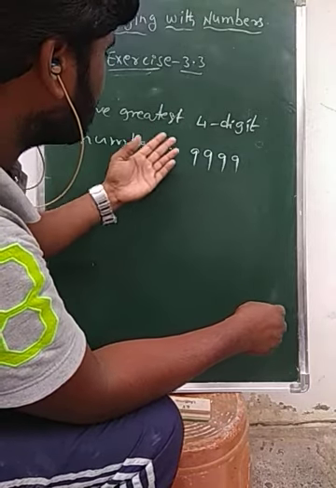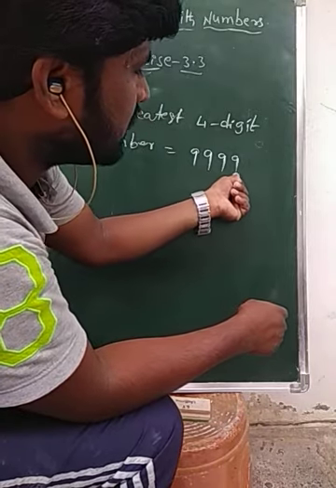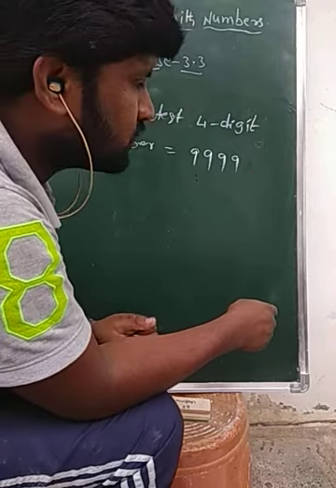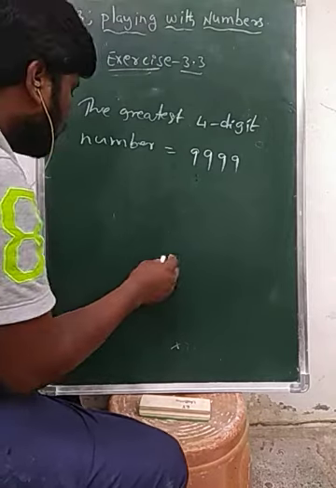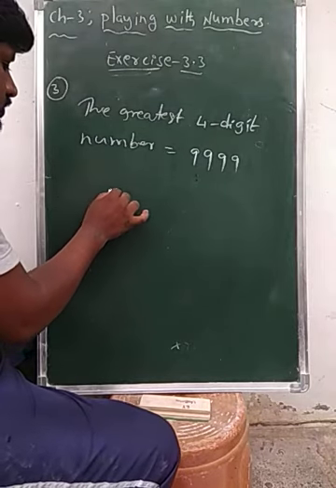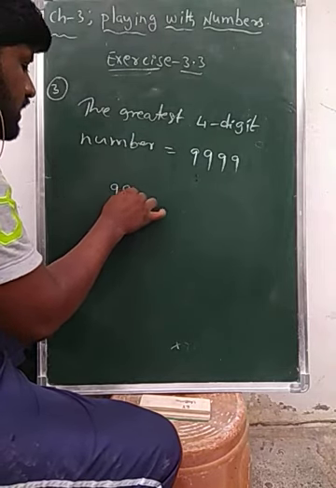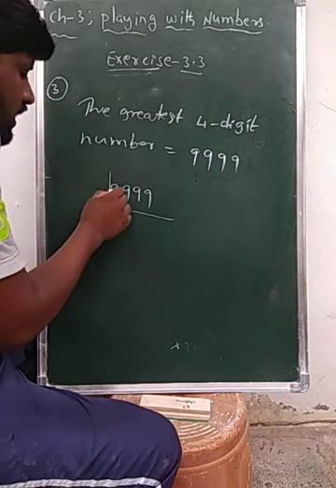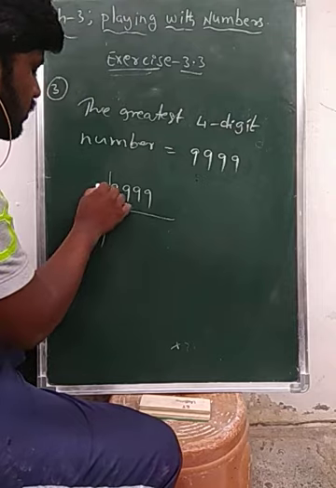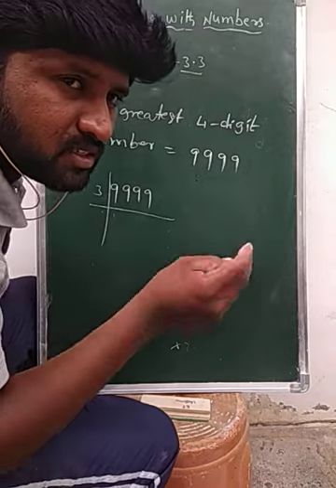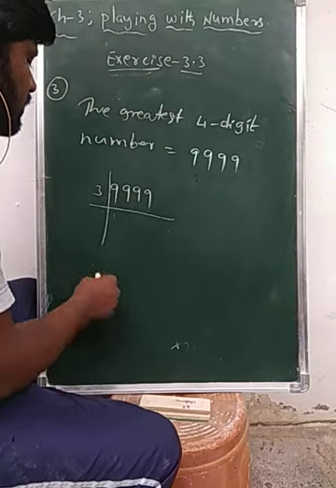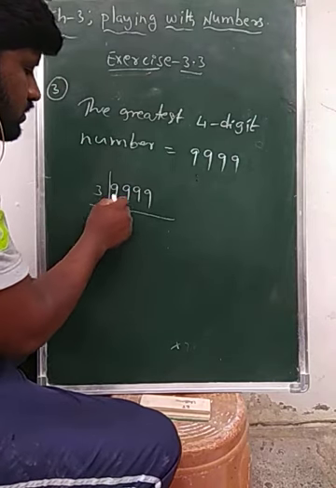The greatest 4-digit number is 9999. Write its prime factors. Okay, so I'm taking 9999 and using the division method. Clearly all are 9s only, so we can use 3. For prime factors, we must use only prime numbers. Okay? So 3 is a prime number.